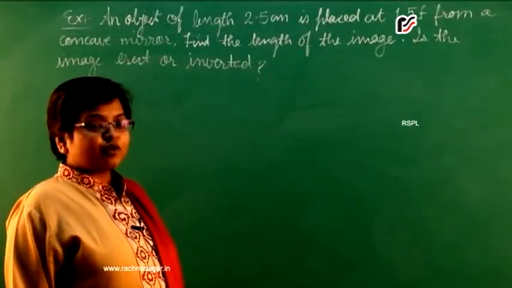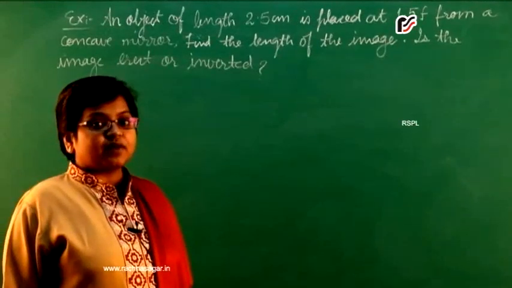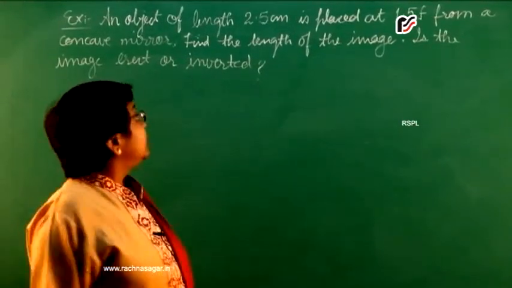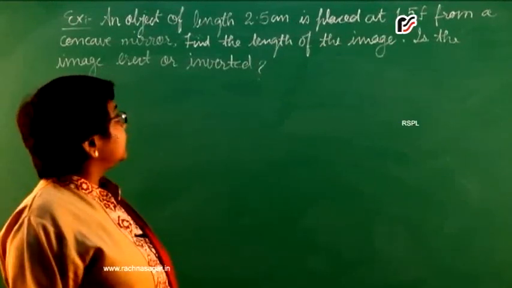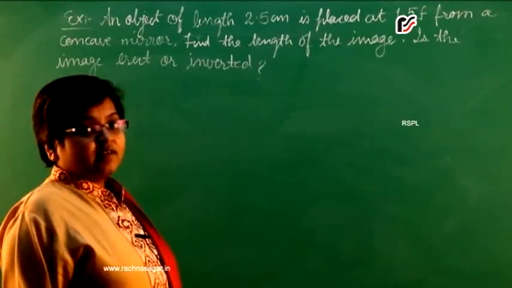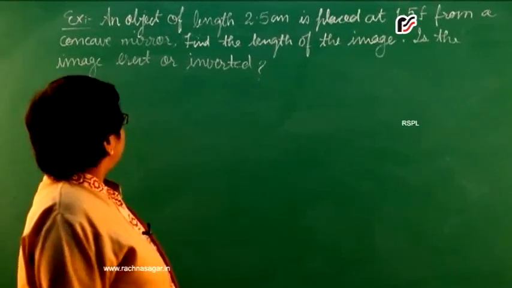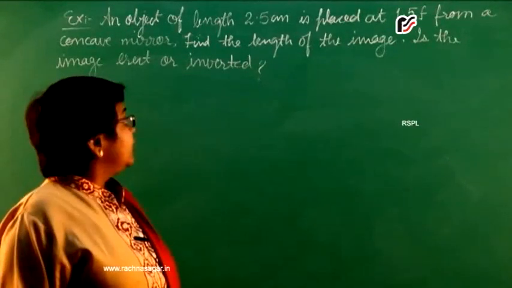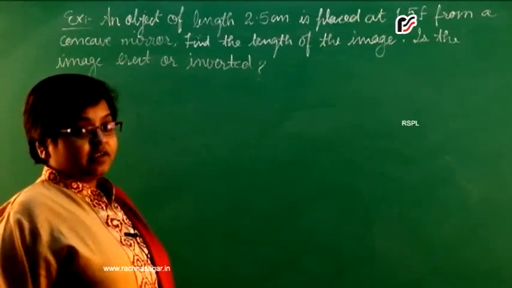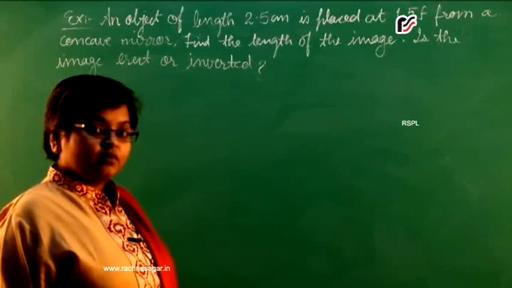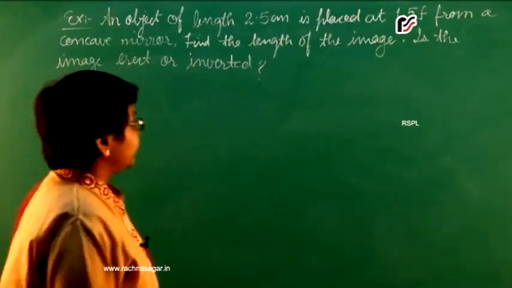Let us take one more numerical on the basis of magnification produced by the spherical mirror. Here, an object of length 2.5 centimeter is placed at 1.5 f distance from a concave mirror. Find the length of the image. Is the image erect or inverted? Let us first analyze the question.